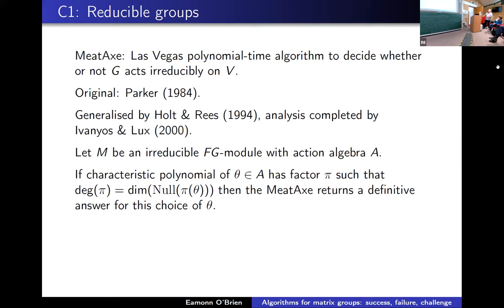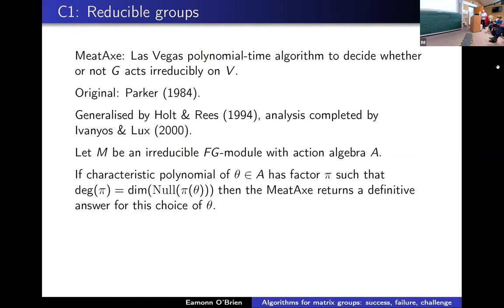We take the irreducible module, we think of the action algebra, but we're interested in finding elements theta which have a factor in the characteristic polynomial, such that the degree of the factor is the dimension of the null space, and we evaluate the characteristic polynomial in theta. If we can find such an element, then we get a guaranteed outcome from the MeatAxe.